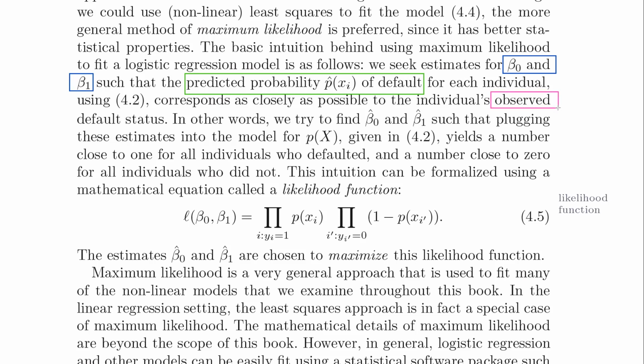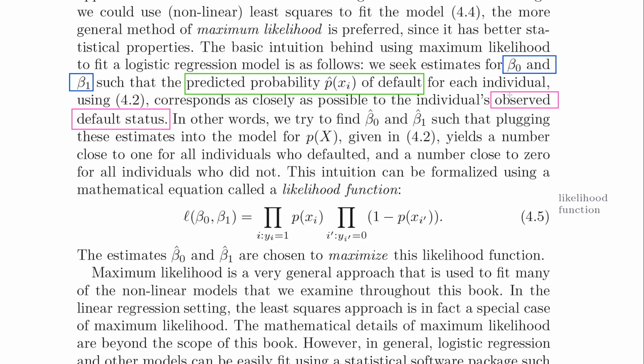Let's use pink for default status. So it's again this common theme of actual versus expected. Your actual is the pink. You will have this data for your training set. The green is what your model is predicting, but we're going to pick a beta naught hat and a beta 1 hat that actually best have the green and the pink approach each other.